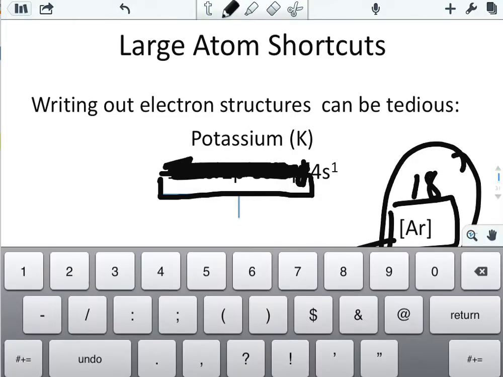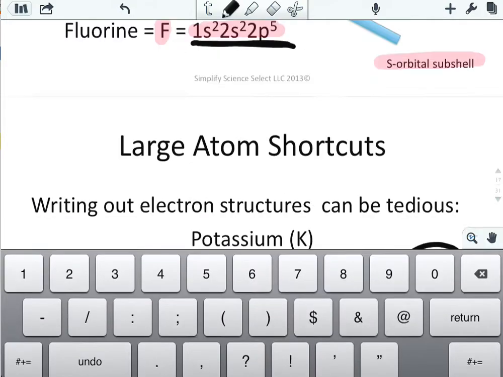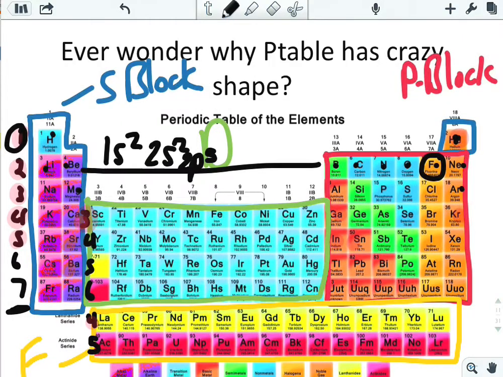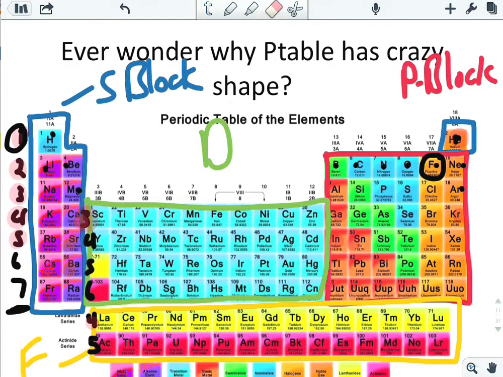So if we look on our periodic table, the way that you can think of this is, when you're referring to your periodic table, whatever I am writing, I can always look at the noble gas that's behind it.